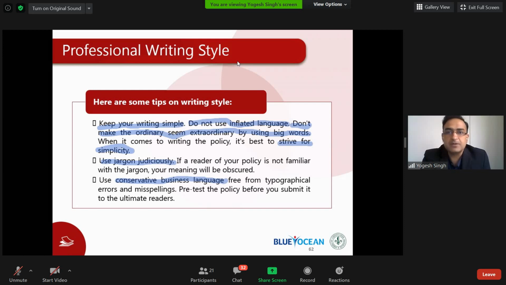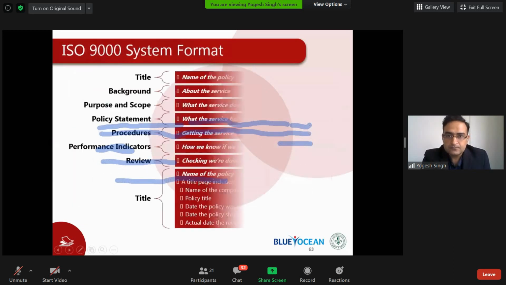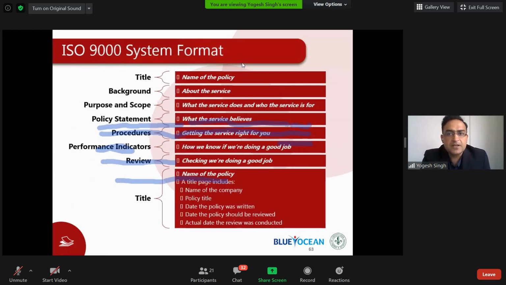So if you want to implement it, then keep all these things in your mind. You can use ISO format if you wish. In ISO format, what is the difference? It's a very simple format. So the ISO department, ISO team, when they come for audit, they want the policy in these formats, and there are certain things which you must have, which you can avoid.